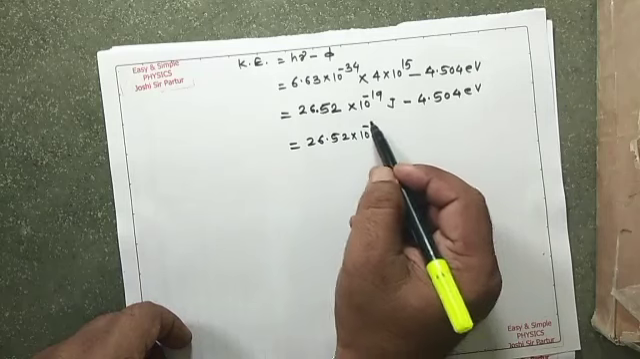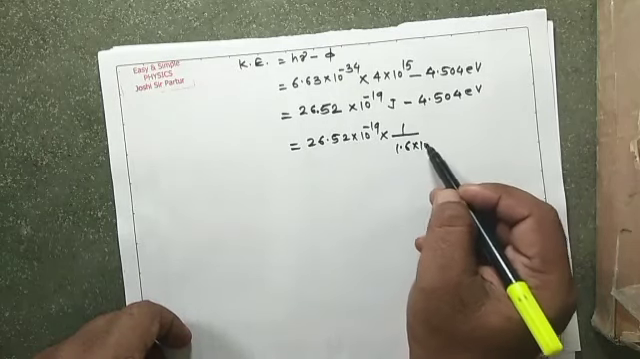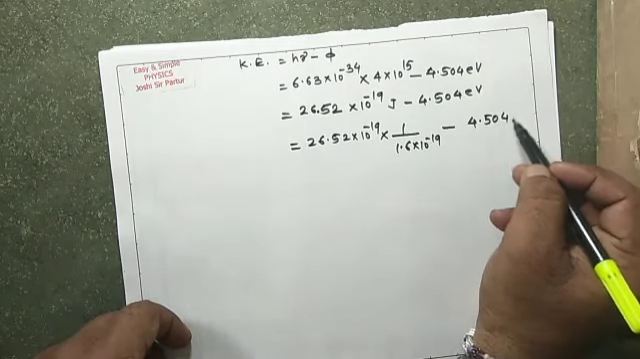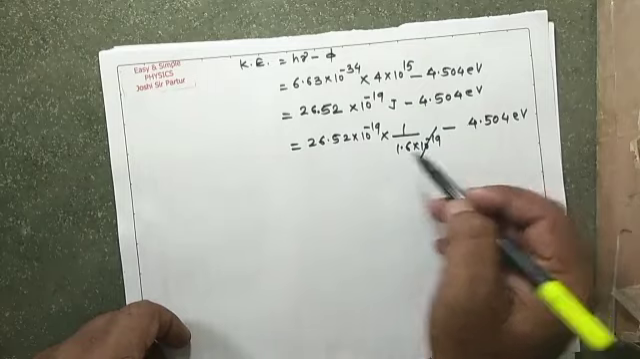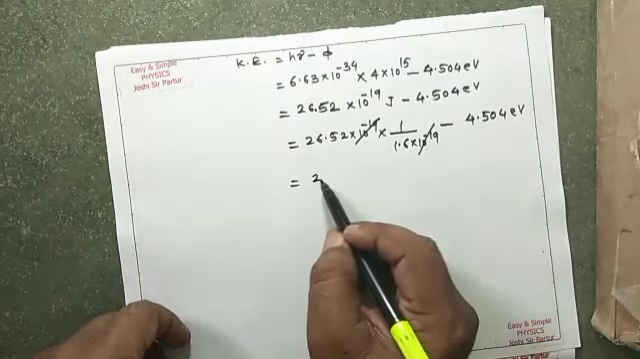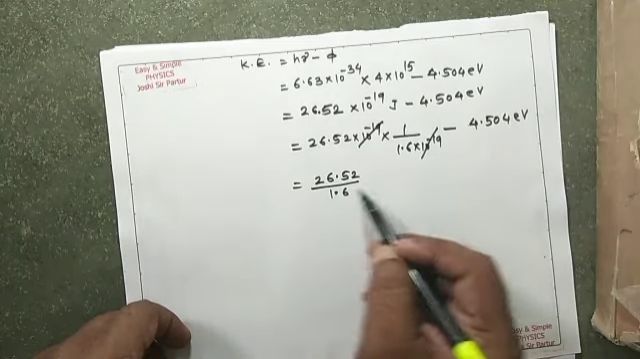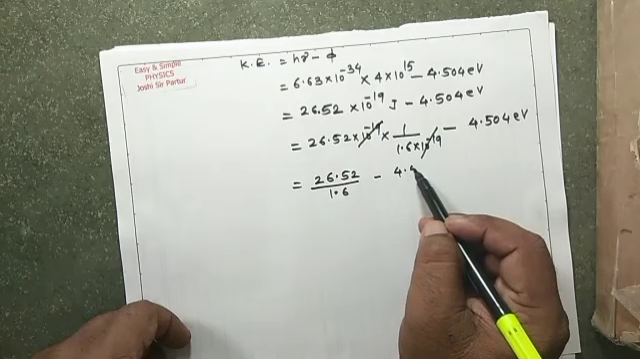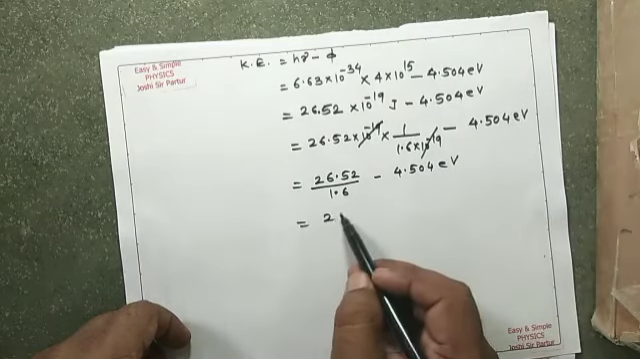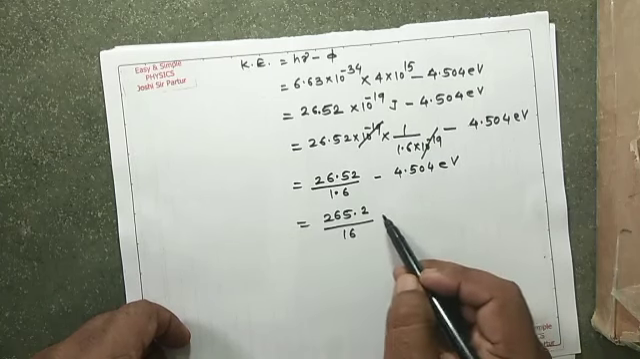So it will be 26.52 into 10 raised to minus 19 multiplied by 1 upon 1.6 into 10 raised to minus 19, minus 4.504 electron volt. 10 raised to minus 19 gets cancelled. So here 26.52 upon 1.6 minus 4.504 electron volt. So here 265.2 divided by 16, minus 4.504 electron volt.